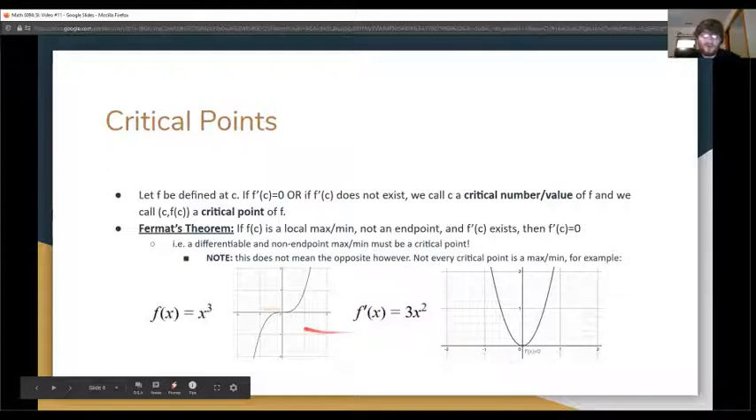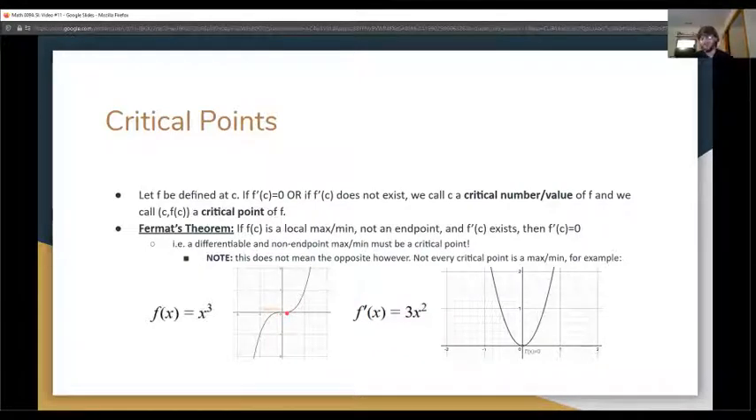But when we look at the actual graph of x cubed, we see that it's neither a max nor a min. Because of the way x cubed is built, we just kind of stop there for a little bit and then we continue. So there's points around it that are smaller than it, and there's points around it that are greater than it, so it's neither.